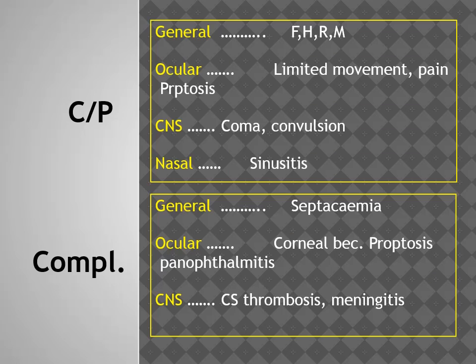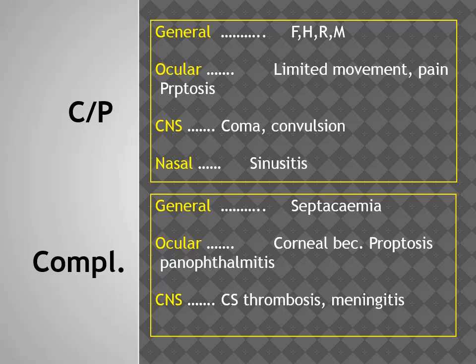Concerning the clinical picture of orbital cellulitis, as we said before, it could include general symptoms: fever, headache, rigor, malaise; ocular limited movement, which is very important, with proptosis; CNS involvement in the form of coma or convulsions; and nasal manifestations could be in the form of sinusitis.